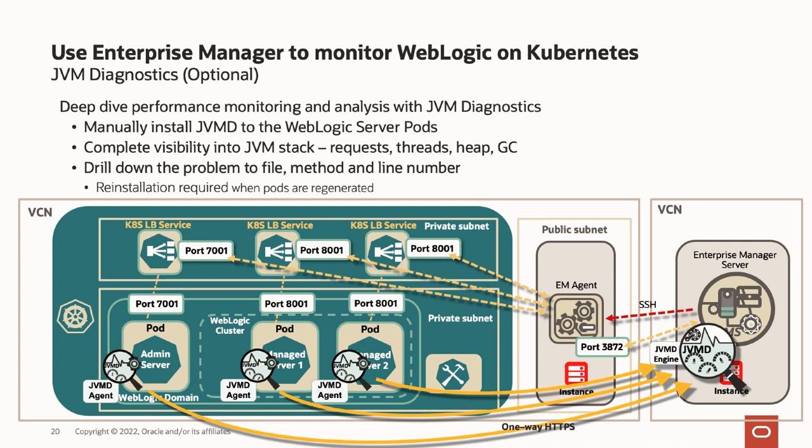And as a limitation to this approach, the JVMD agent deployment will be lost when the pod is regenerated. Therefore, reinstallation of the JVMD agent must be repeated every time such an event happens. So if you want to have the JVMD agent persist in the WebLogic server, you can deploy it in the Docker image of the WebLogic so that the JVMD agent is pre-deployed when a pod is created. But if you don't have access to the Docker image, or if you're unable to change the image, this can be a workaround.